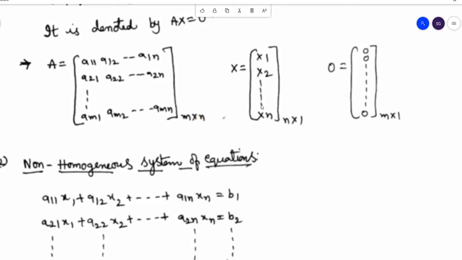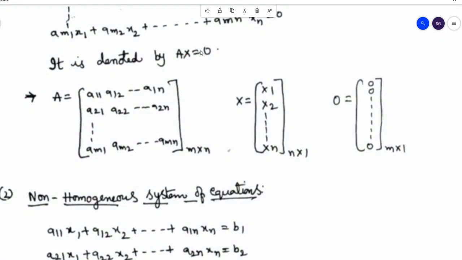Here you can see A as a11 to amn, the coefficients of the variables x1 to xn in matrix form. So A is given by a11, a12, so on a1n as the first row, a21, a22, so on a2n as the second row, and the last row is am1, am2, so on amn. And the variable matrix is x1 to xn, and the last one is the zero matrix. So the whole system is represented in matrix form as AX is equal to 0, where A is the coefficient matrix, X is the variable matrix, and 0 is the zero matrix.